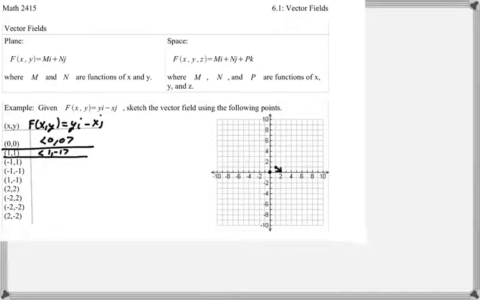Okay, so we'll draw that vector. And at (-1, 1), we will have the vector <1, 1>. We'll draw that vector in there. At the point (-1, -1), we will have the vector <-1, 1>. And at the point (1, -1), we have the vector <-1, -1>. Okay, so based off of those 4 points, really, the ones with the 1, it looks like we have a clockwise rotation there.